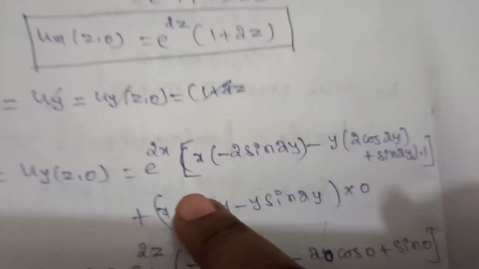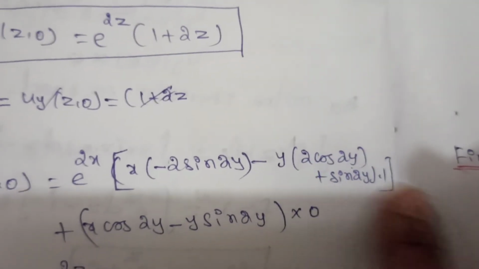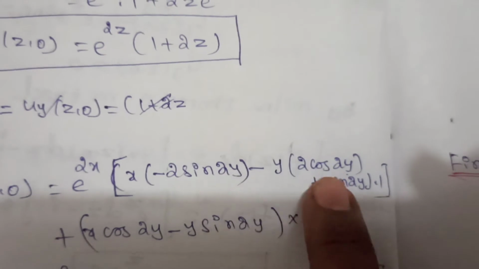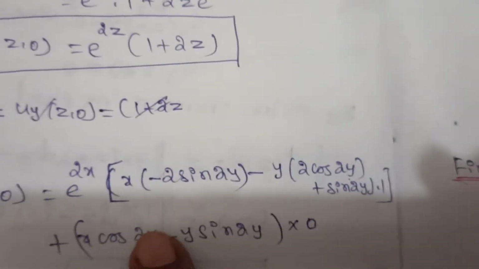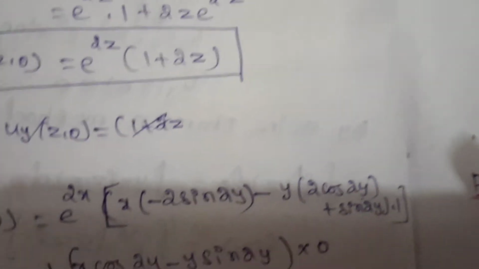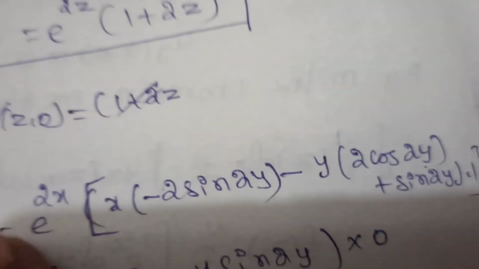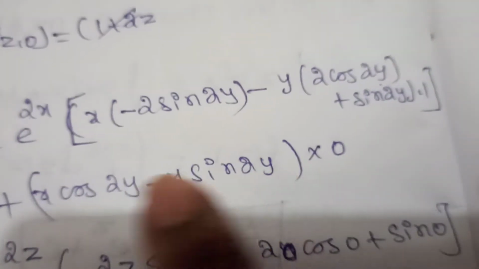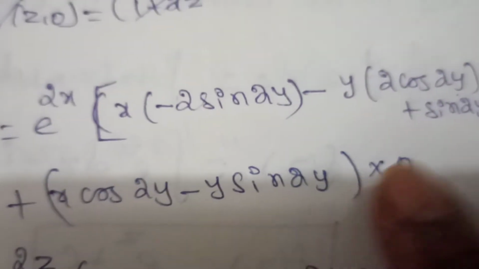Okay, so clear. So u v dash plus v u dash, v value what here? x cos 2y minus y sin 2y, into u dash. u dash, what do we have here?